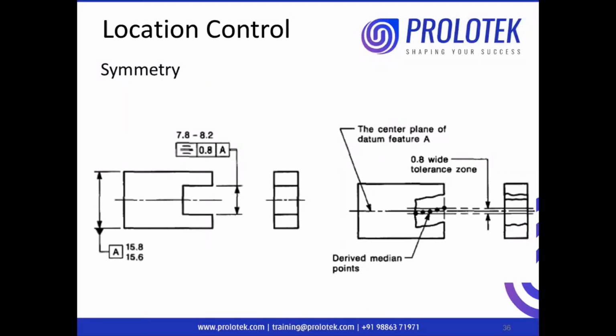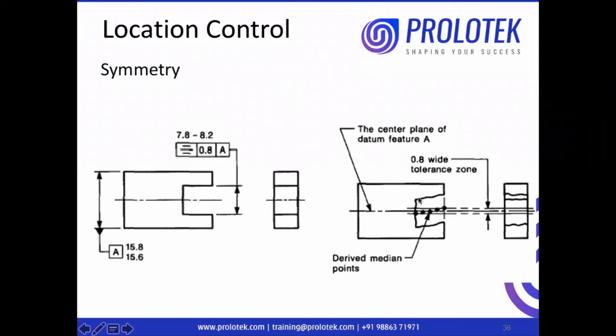The third characteristic symbol under location control is called symmetry. This is very much similar to concentricity. The only difference is, where you wanted an axis to be concentric with the datum axis, here you want one of the center planes to be coplanar with the datum plane. So in this example, you have a part that is having a center plane. On that part, you have a slot. That slot is having a center plane. Both the center planes must be in one plane. That is the ideal condition. Theoretically, that is how we want it, but practically it is not possible.